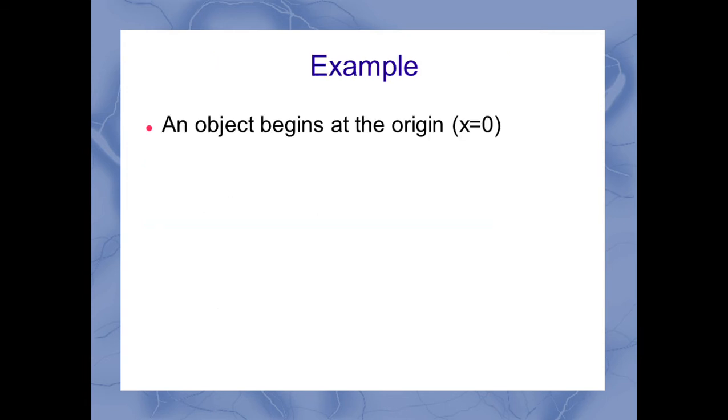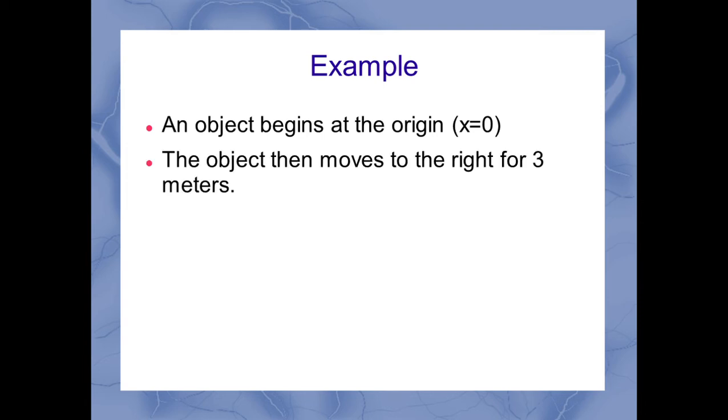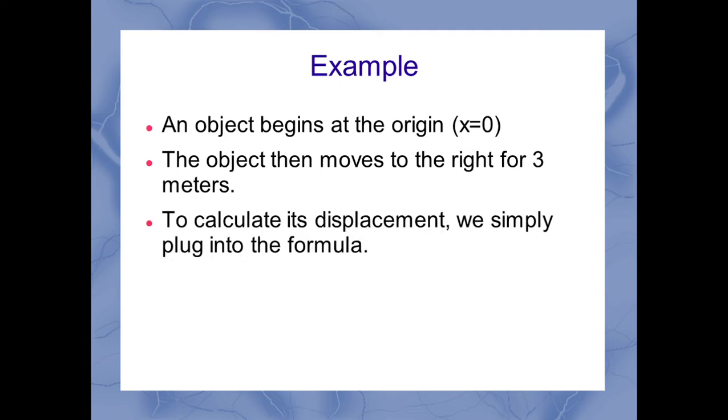So let's say an object starts out at t equals 0 at the origin, x equals 0. It goes to the right to a position of positive 3 meters. And to find that displacement, we just plug into the formula. Delta x equal to x minus x0. So that's our final position is 3 meters. Our initial position is 0. So our displacement is positive 3 meters. Positive meaning it goes to the right.